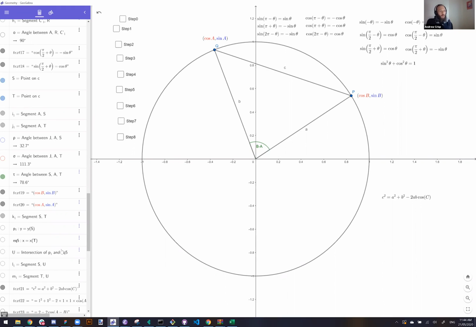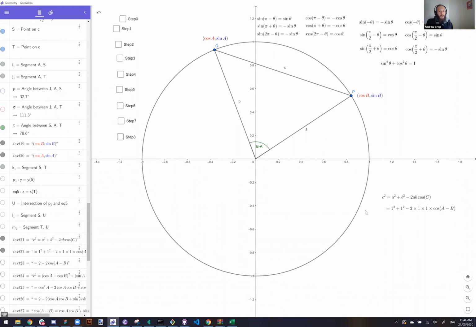So let's plug in what we know. We know that a is 1. It's a point on the unit circle. We can also think about applying this identity, but it's better to just think about it's a point on the unit circle. So this distance is 1. B is also 1. And we have to subtract 2 times a times b, well that's easy, it's just 2 times 1 times 1, times cos of this angle.